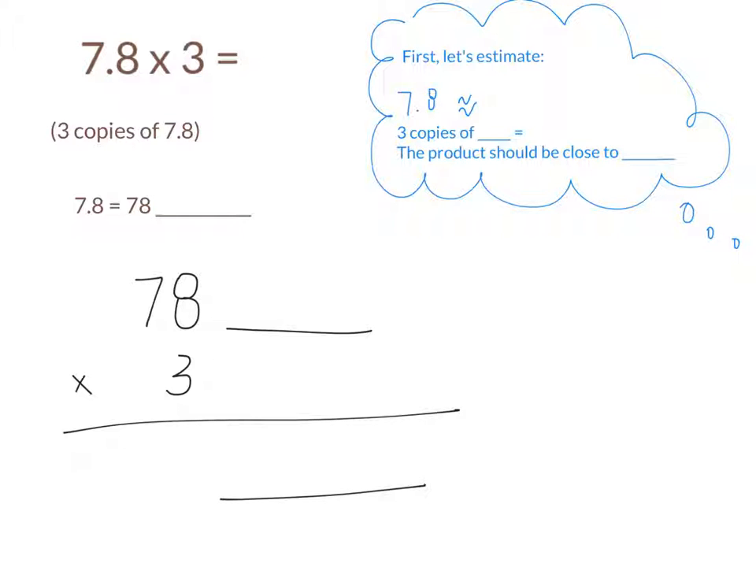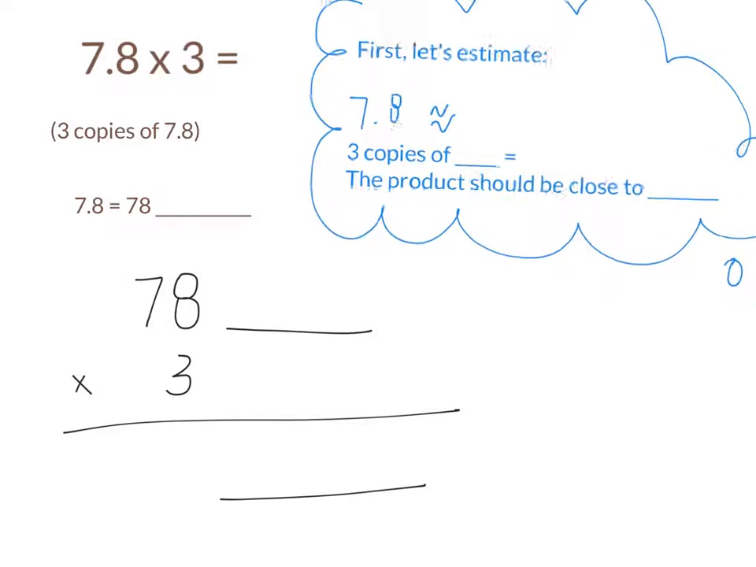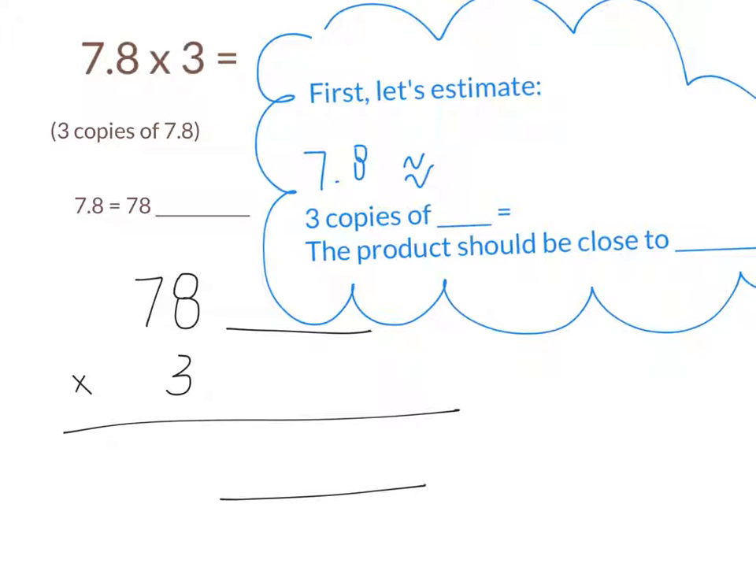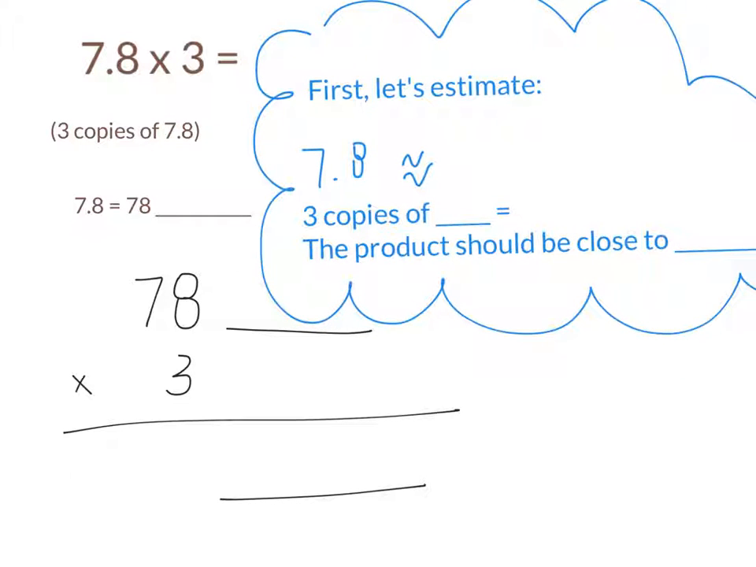But even before we do that, let's do some estimation. Let's think in our heads, okay? We can think that 7.8 is pretty close to what whole number? 8. So is this problem pretty close to making 3 copies of 8? Right? Because 7.8 is pretty close to 8, and 3 times 8 is? 24.